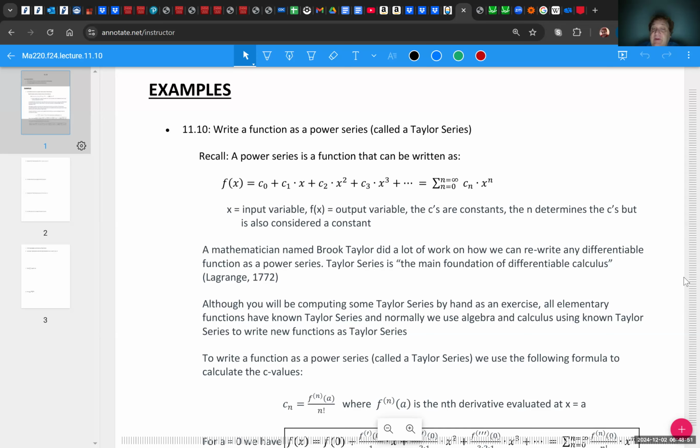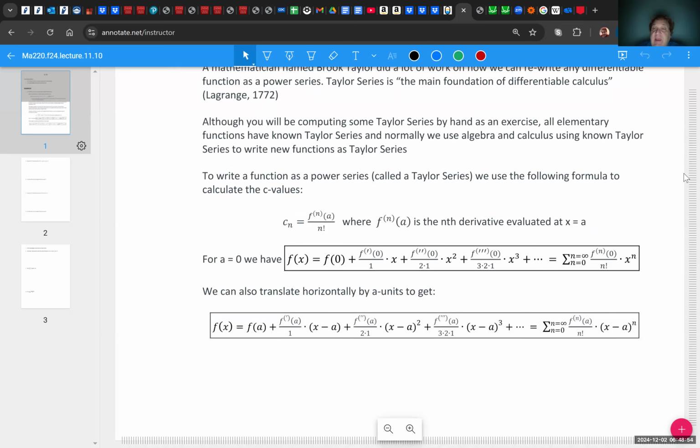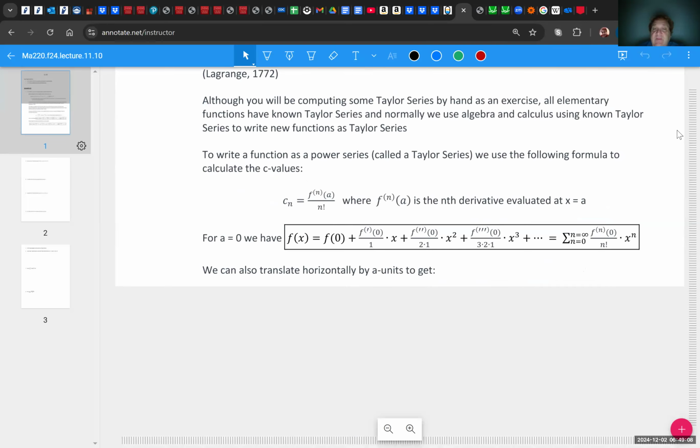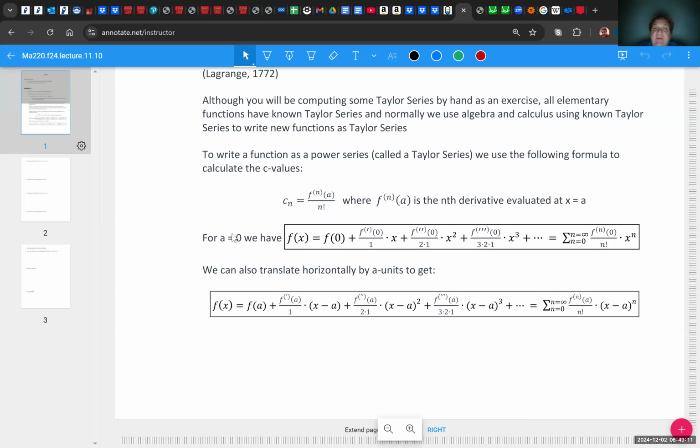Okay, so what does a Taylor series look like? Well, it is a power series, right? So just remember, a power series has a constant plus a constant times x plus a constant times x squared, et cetera. The Taylor series just tells us how to find the constants. So the constants for a Taylor series, if we have a starting value of 0, which is very, very common, are as follows. The first constant is f of 0. The second constant is the derivative evaluated at 0 divided by 1. The third constant is the second derivative evaluated at 0 over 2 times 1.